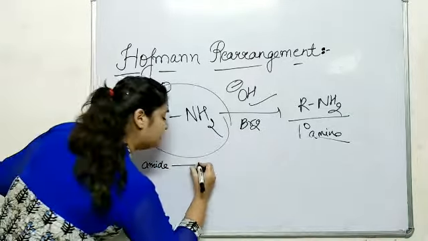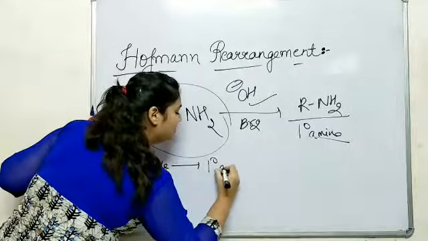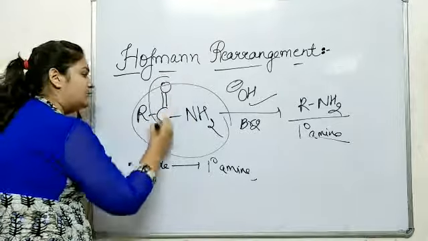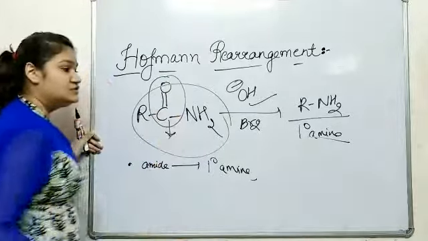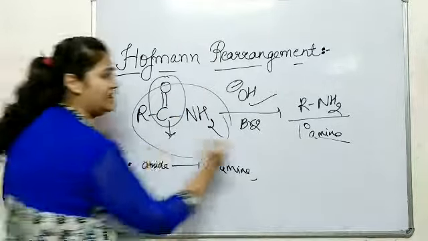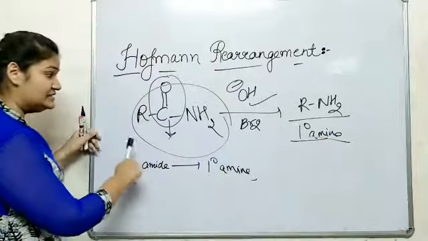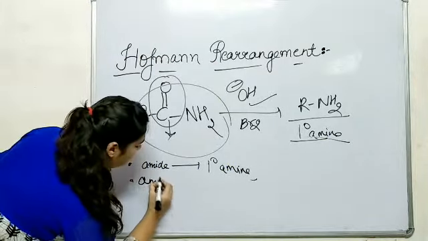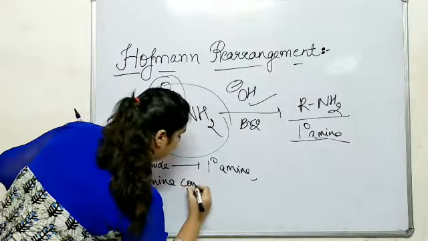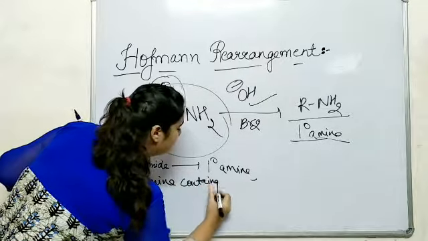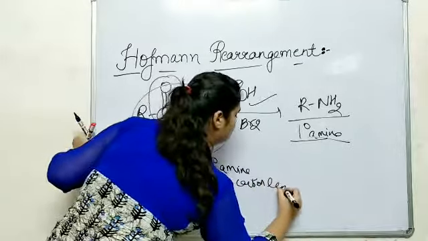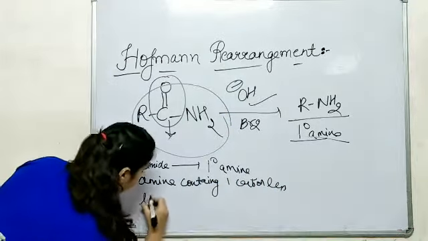Amide gets converted into primary amine. Here we notice that this carbonyl group gets removed, so we get an amine which is one carbon less than the starting material. Amine containing one carbon less than the starting material.